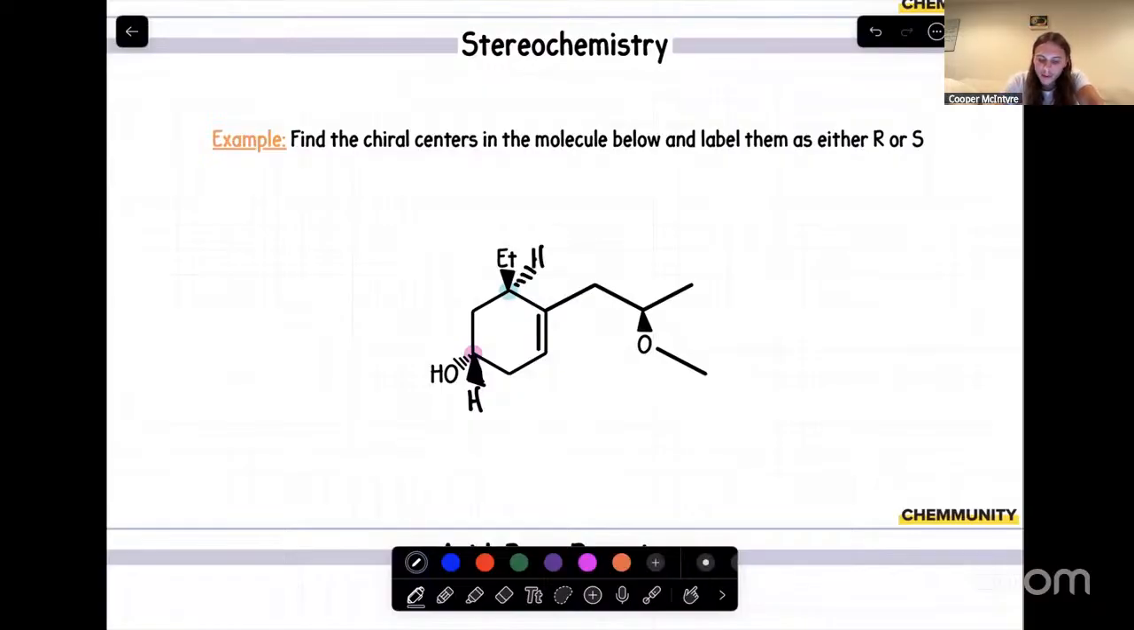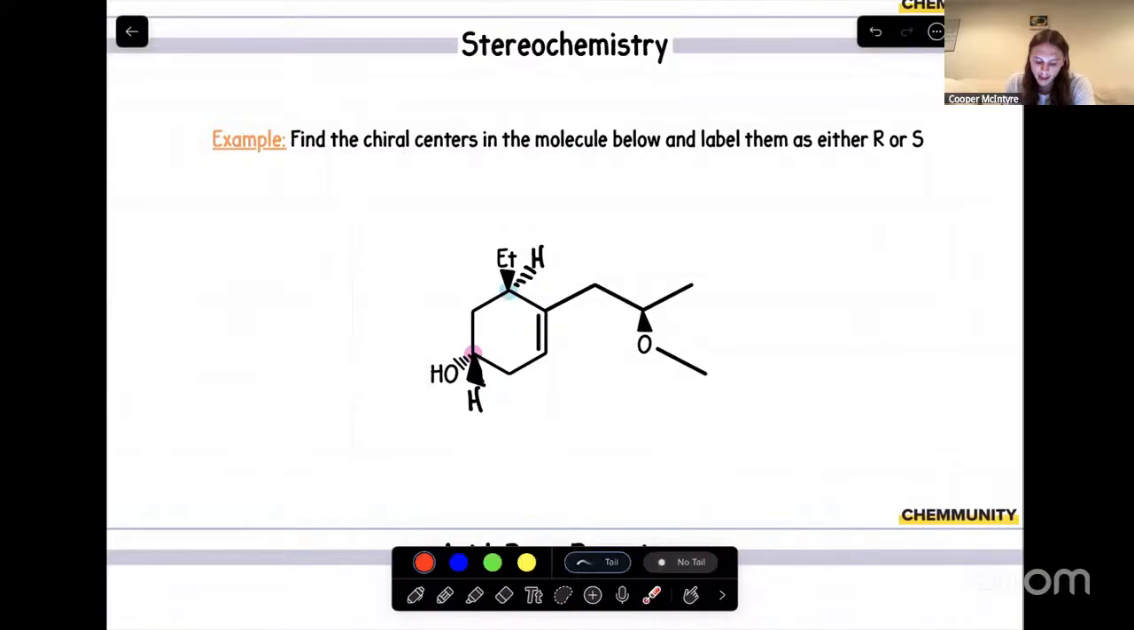This is actually one thing I recommend doing, especially with absolute configuration, is that we have to remember with bond line notation, we always assume that hydrogens are there. So just make sure you draw them in, just so you're aware of if it's wedged or dashed.